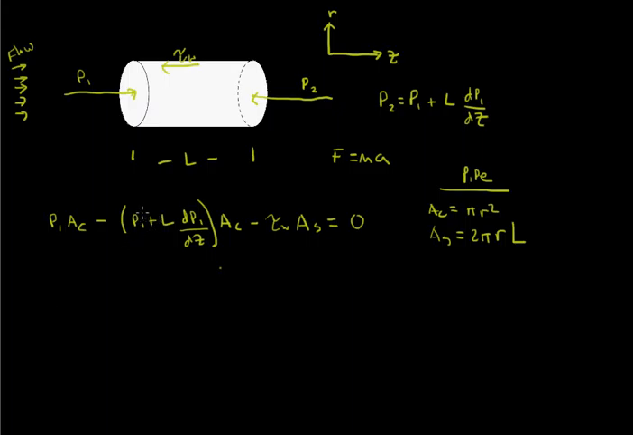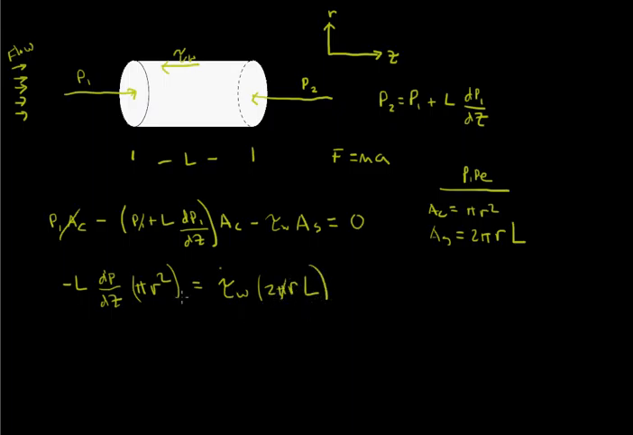Okay, then we can see that this term right here will cancel this term. Let's go ahead and rewrite this now, so we can say that a negative L times dP, I'm dropping the sub 1, so dP dz times pi r squared is equal to a tau sub W times 2 pi r L.